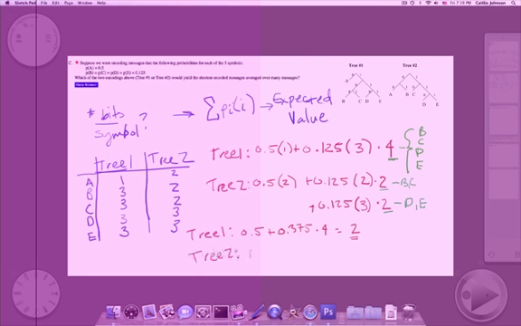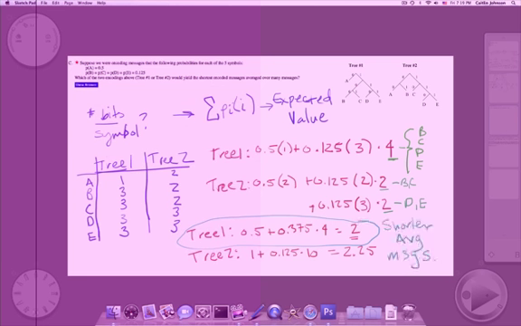Tree 2, we have 0.5 times 2 is 1, plus 2 times 2 plus 3 times 2 is 10 different times we have to count 0.125. It gives us 1.25 plus 1 is 2.25. So tree 1 yields the shorter average messages.